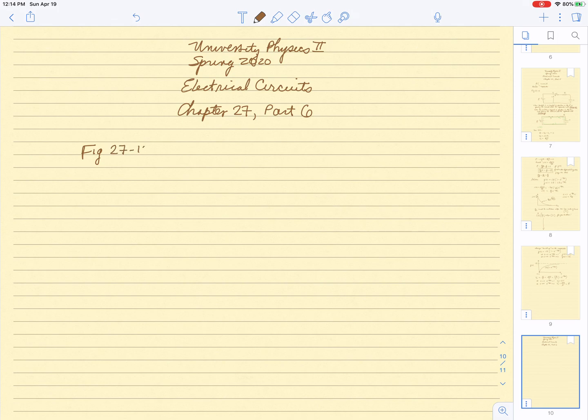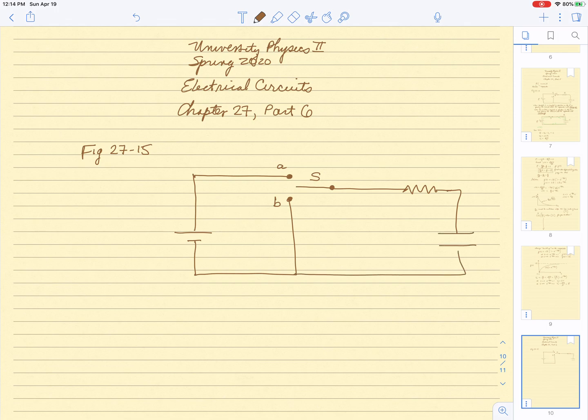Figure 27.15, and just by way of review, we had an EMF, we had a switch that can swing through either position A or position B. Here's a switch. And that part of the circuit is going to be connected to a resistor and a capacitor in series. Resistor, capacitor, an EMF, and a switch.